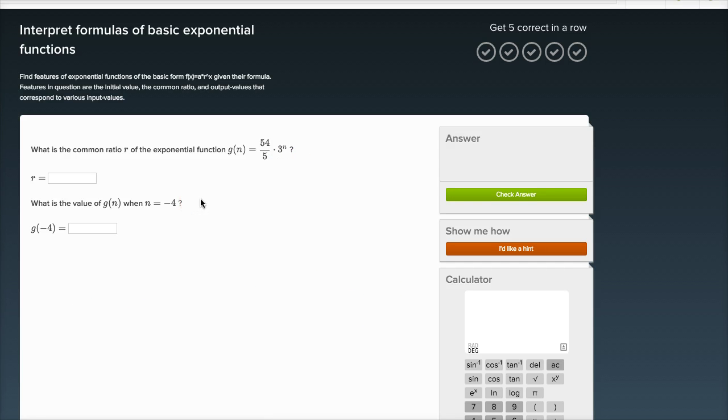What is the common ratio of the exponential function for this? They're just asking for a different thing, really. They're saying, okay, 54 fifths, this is our initial value, and then you have 3 to the n power. Now, before I said this is the base, but in this case it also happens to be the common ratio. I didn't know they would ask this question, but I am glad that I gave that long-winded explanation, so it did matter in the end.